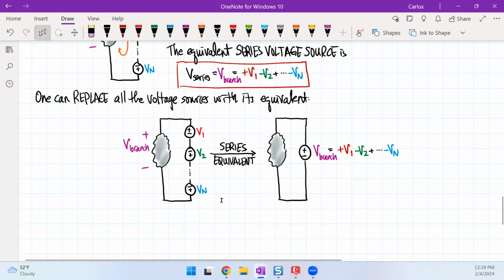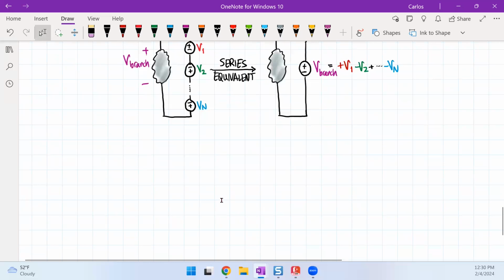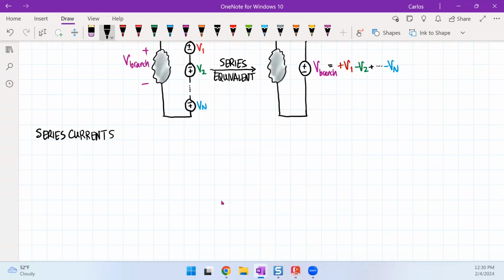So now let's look at current sources. Series current sources must all have the same value.